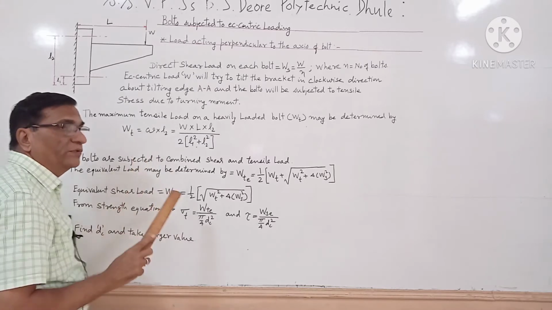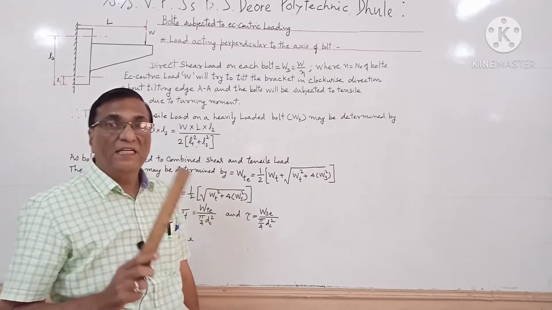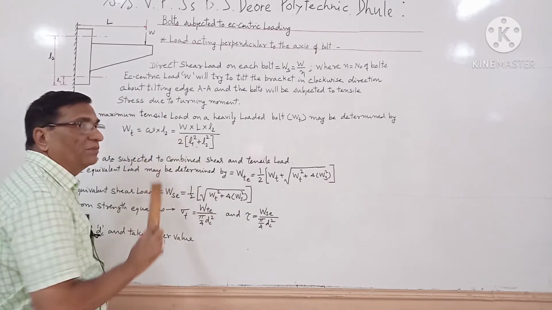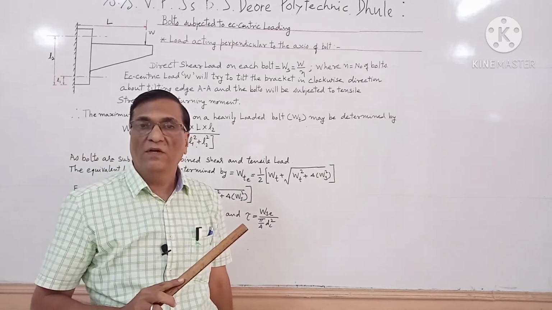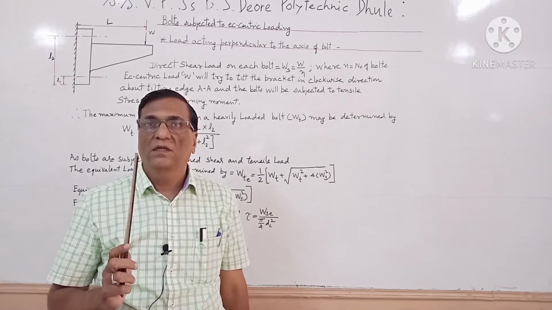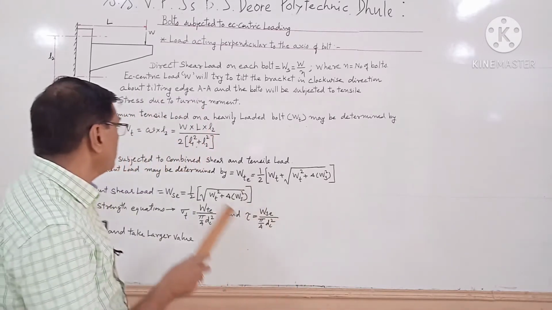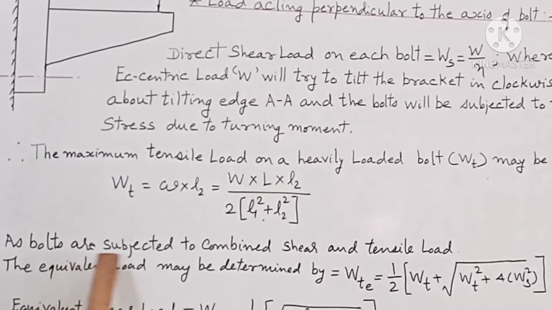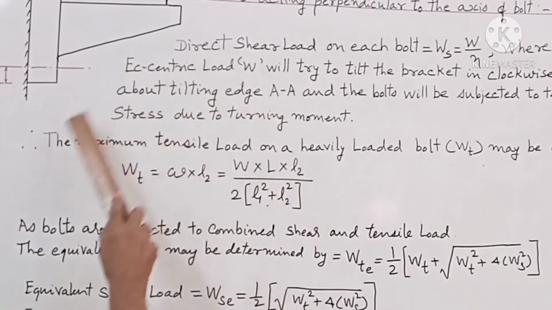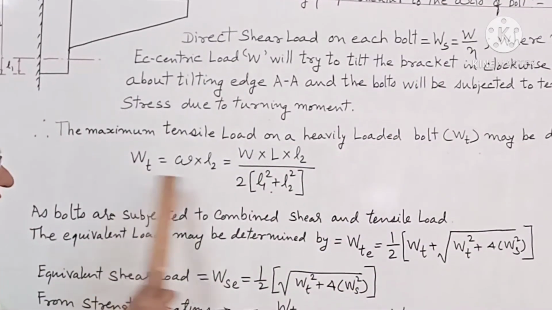Where small w is the load on each bolt per unit length, and the expression for that is already determined in the previous lecture, where the load is parallel to the axis of bolts and load is acting eccentrically. As bolts are subjected to combined shear and tensile load, here shear load is there and here tensile load is there.